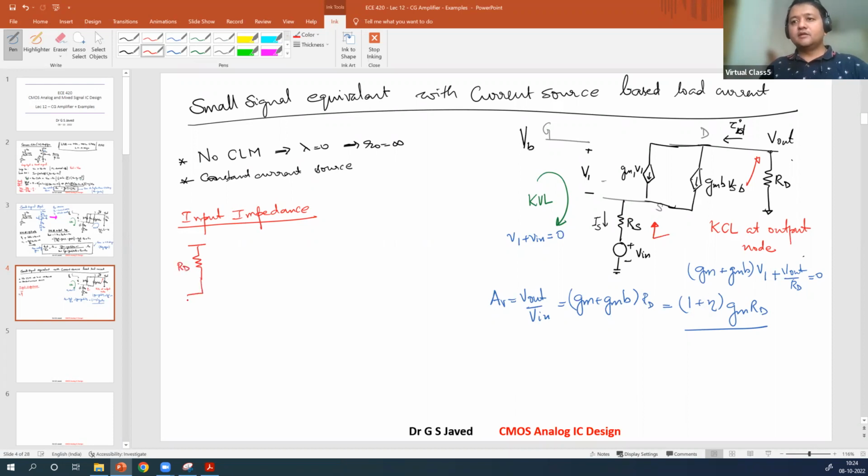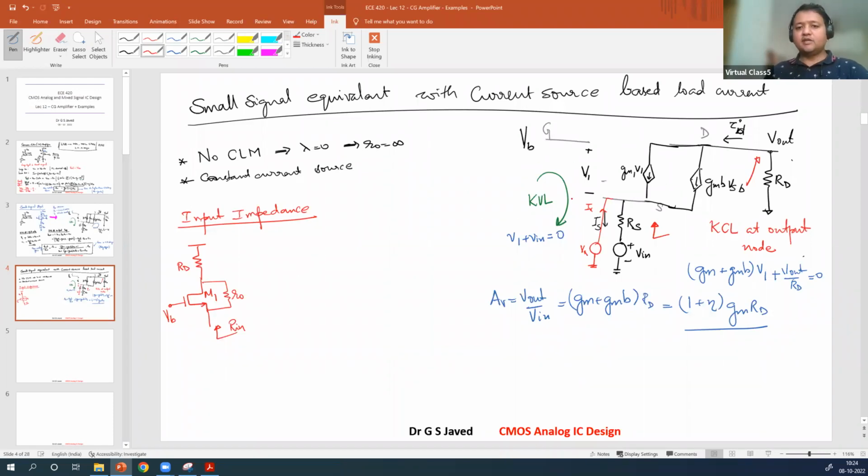RD, VB, this is M1. There is channel length modulation present, so there is an output impedance R0. And this is the input impedance Rin that you see. So what will be the Rin? To measure Rin, you can apply a test voltage and a test source. Vx directly applied at this point. This will be Ix. So we will find out Rin as Vx over Ix.